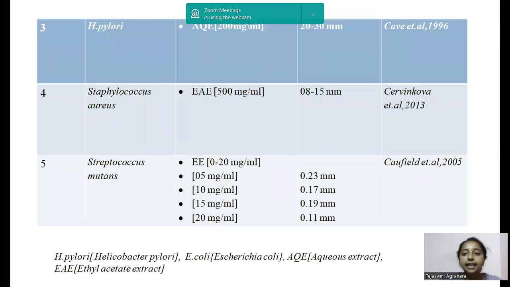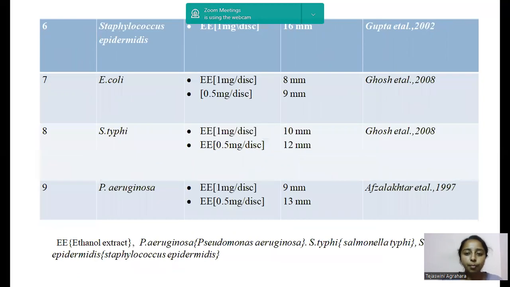And in 1996, Cave et al. conducted antimicrobial activity on H. pylori, and as a treatment, they used aqueous extract of 200 mg per ml. The zone of inhibition was 20 to 30 mm. In 2013, Servinkova conducted an experiment on Staphylococcus aureus. They used aqueous extract of 500 mg per ml as a treatment, and 8 to 15 mm of zone of inhibition was observed.